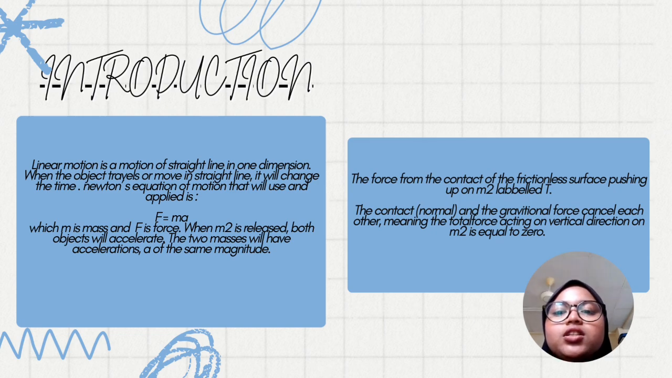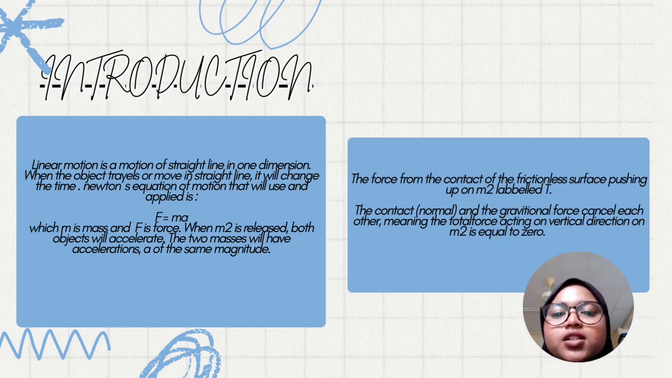Linear motion is a motion of straight line in one dimension. When the object travels or moves in a straight line, it will change with time. Newton's equation of motion that we'll use and apply is F equal to ma, in which m is mass and F is force. When m2 is released, both objects will accelerate.